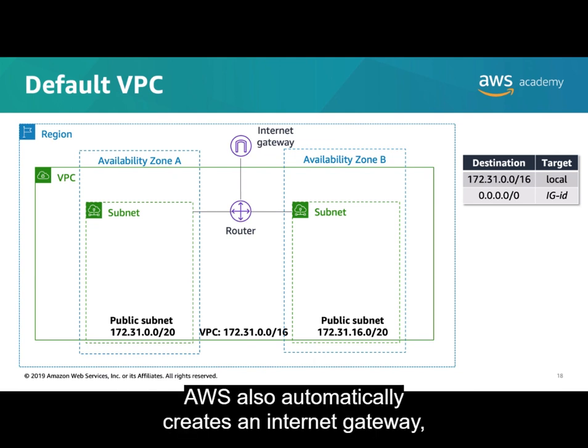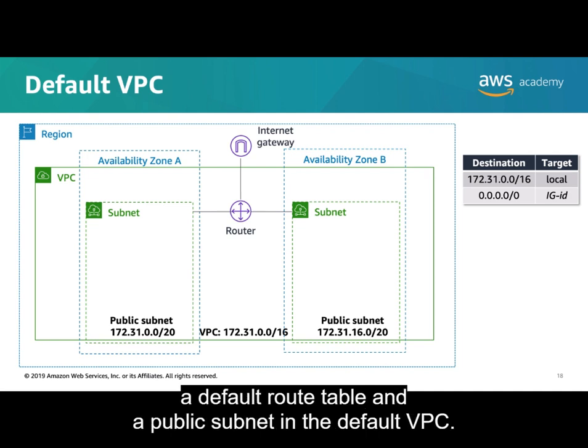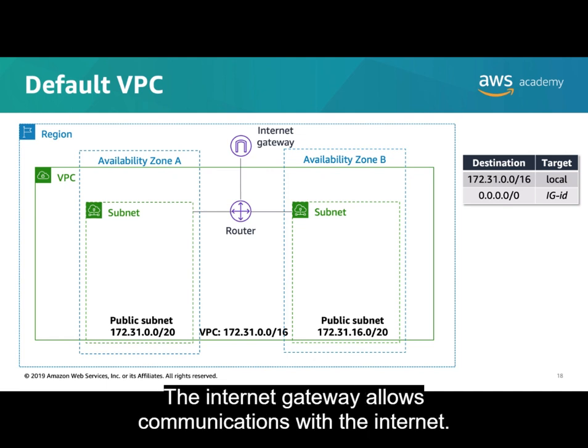AWS also automatically creates an internet gateway, a default route table, and a public subnet in the default VPC. The internet gateway allows communications with the internet.